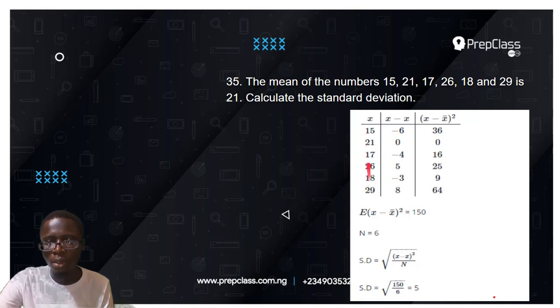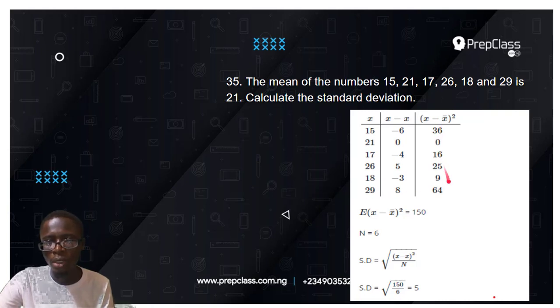This column is for our items. This column is for the difference between our mean and the items. In other words, we're subtracting the mean from the items. So 15 minus 21, which is our mean, is minus 6. 21 minus 21 is 0. 17 minus 21 is minus 4. Irrespective of whether the item is bigger or smaller, we ensure that the mean is deducted from it. 26 minus 21 gives us 5. 18 minus 21 gives us minus 3. 29 minus 21 is 8.